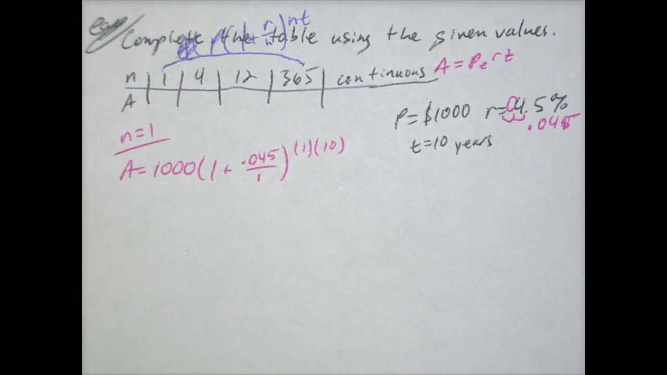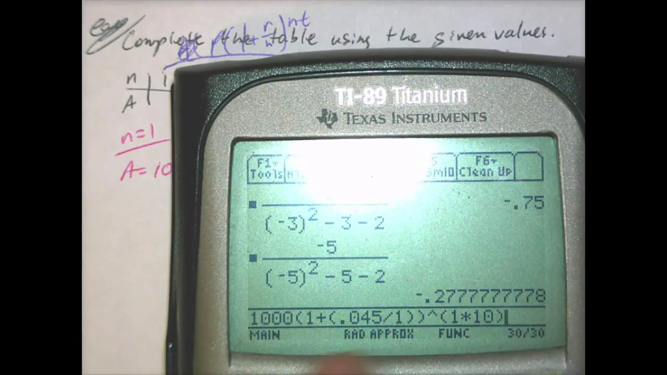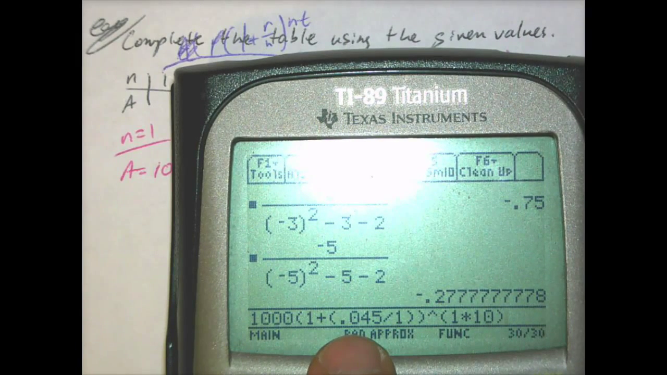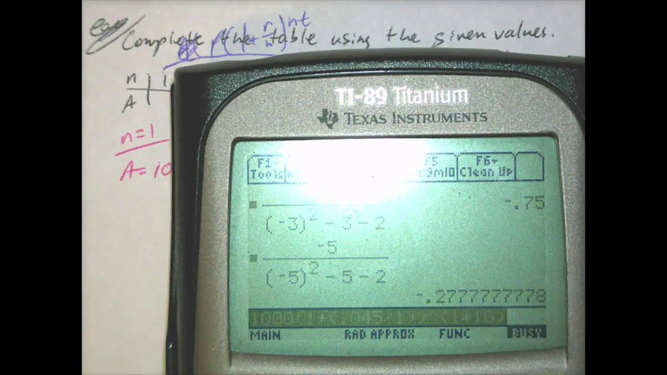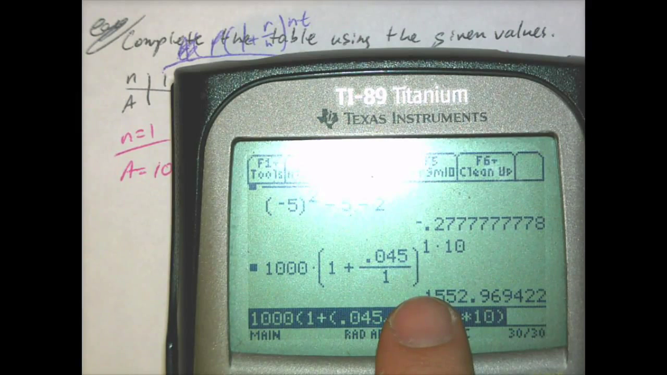Then it's just a matter of plugging it in the calculator, making sure you are very careful. This is a different calculator than what you have in school, but notice where I put the parentheses: 1,000 times (1 plus 0.045 divided by 1) raised to the power of 1 times 10. Make sure you put your parentheses in so it follows the order of operations you want. Your calculator doesn't have a brain, so it doesn't know what you mean until you tell it. It shows me that is what I typed in, so I did it right.